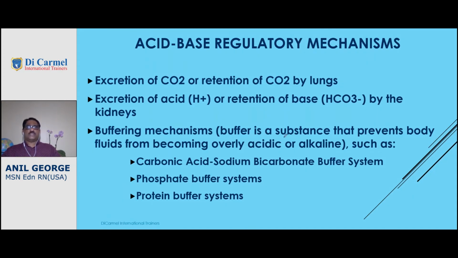So a buffering mechanism is a substance that prevents body fluids from becoming overly acidic or alkaline. And that includes various products, as you can see: carbonic acid, sodium bicarb buffer, phosphate buffer system, protein buffer system. Again, it's good to know it in further detail, but we're not going to focus much on that at this time. At least be aware this is how our body balances the acid-base status: through the lungs, through the kidneys, and through the buffering mechanisms. But this lesson will be primarily focusing on the balancing by lungs and kidneys.